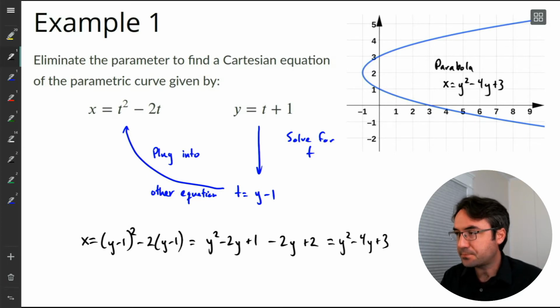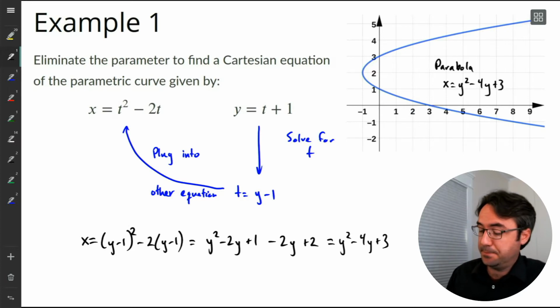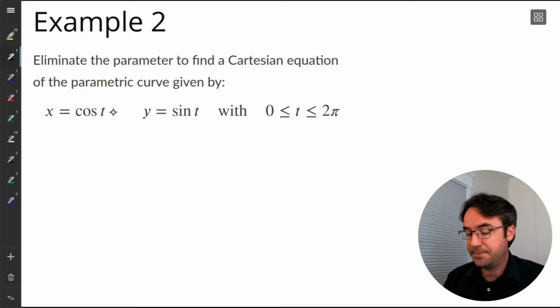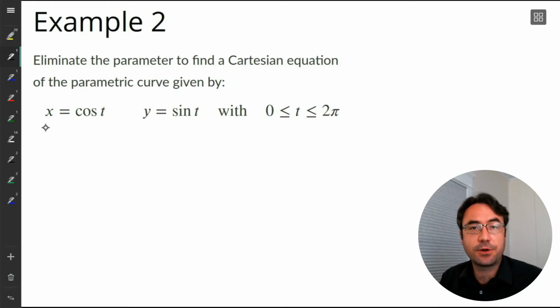All right, let's try another example. This is really the idea here: we're trying to get this Cartesian equation that describes this collection of points, to find some direct relationship between x and y. All right, so let's do it again. This time for the parametric curve given by x equal to cosine t, y equal to sine t, where t is between 0 and 2 pi.